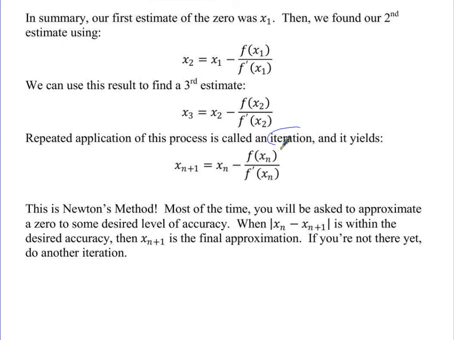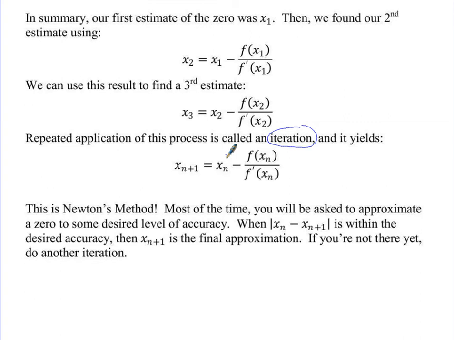Repeated application of this process is called an iteration. You've done iterations before, actually. Any sequential next x value would be x at n plus 1, x sub n plus 1. And you're going to find that by taking x sub n minus f at x sub n divided by f prime at x sub n.